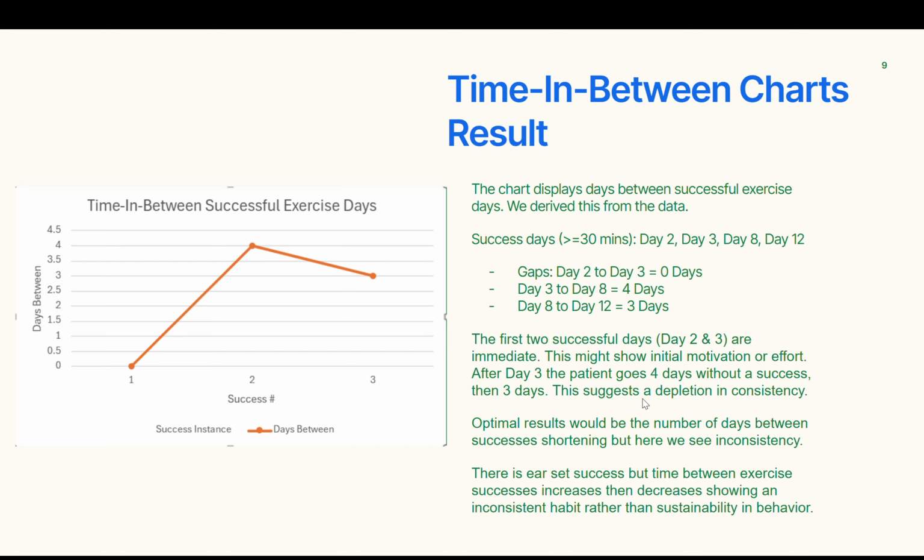The optimal result would be the number of days between successes shortening. Rather, here we see an inconsistency and a continual depletion. There is a success, but the time between exercise successes increases then decreases, showing an inconsistent habit rather than sustainability in behavior. There's an early success, sorry.